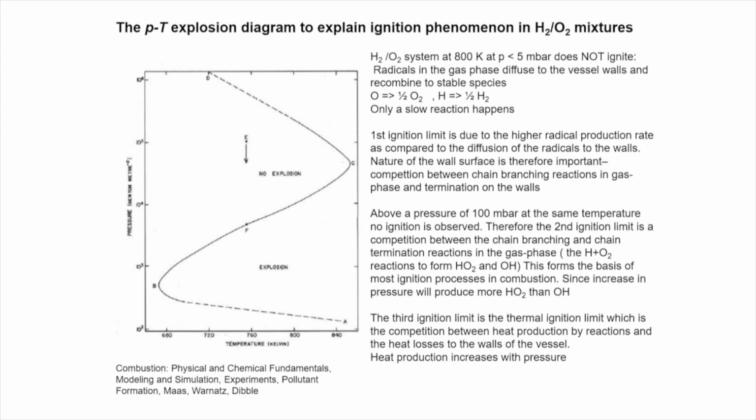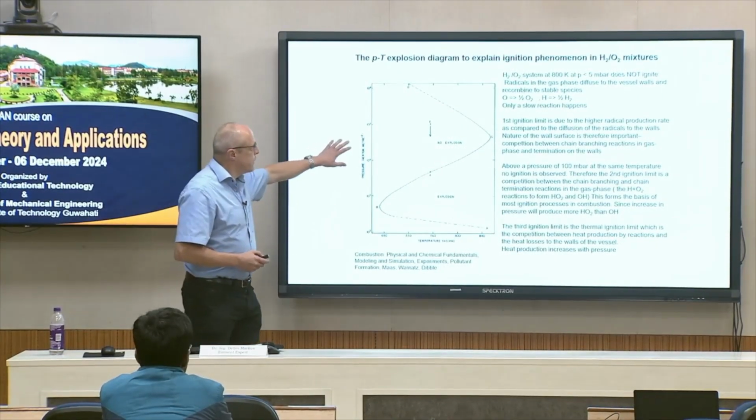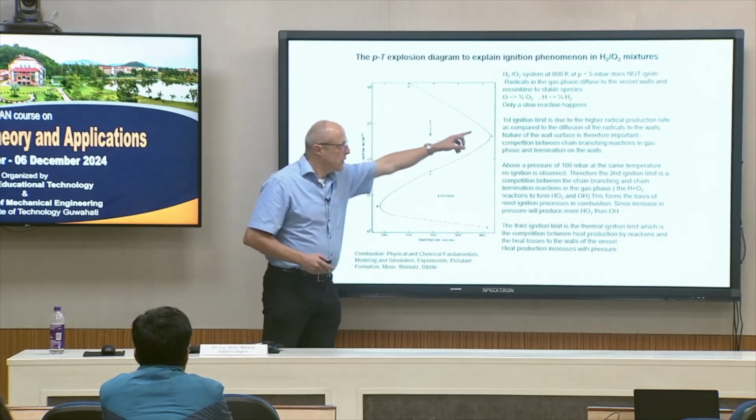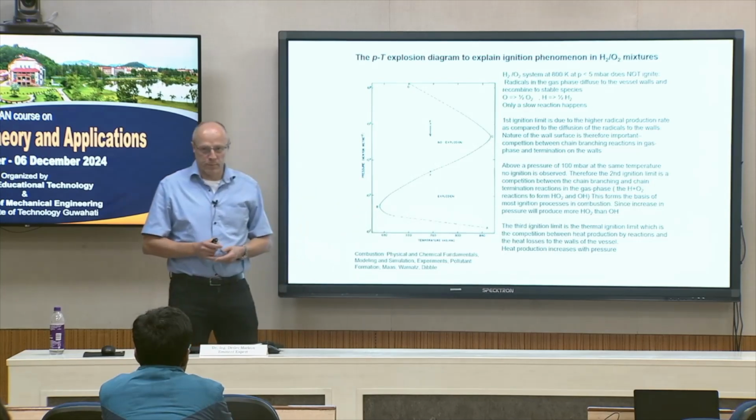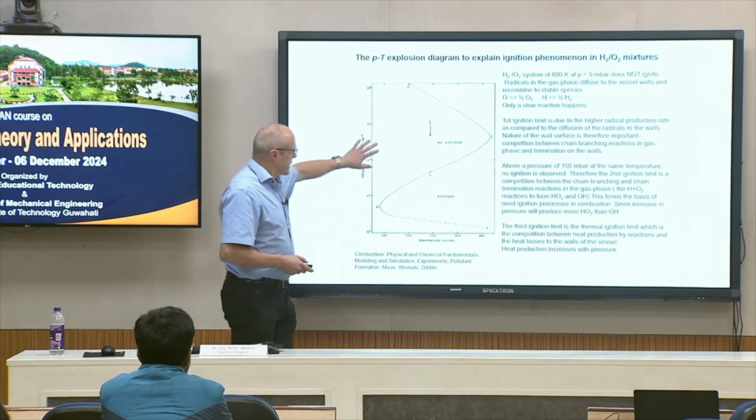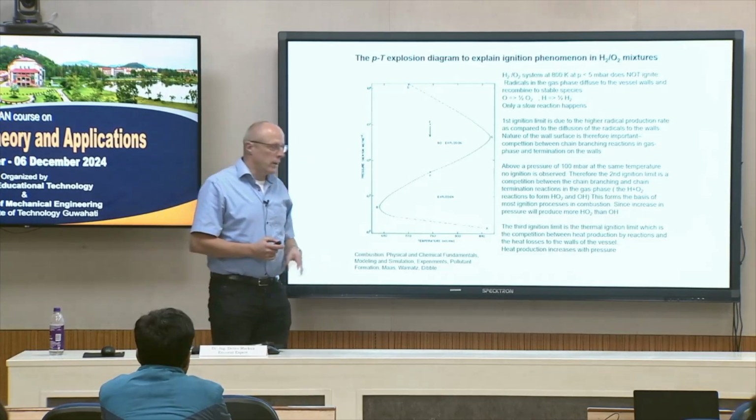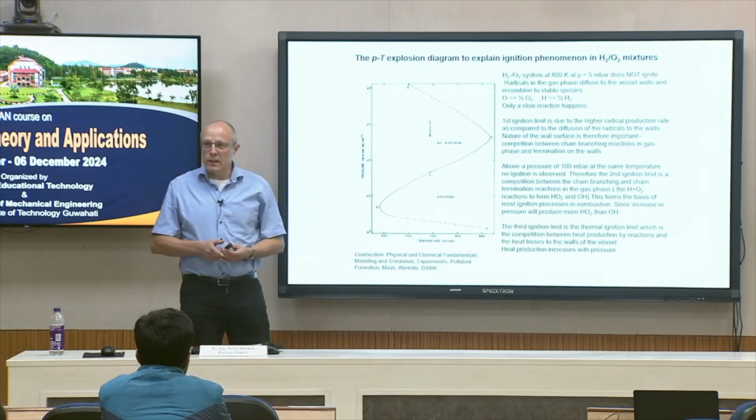So first of all, why is this so important to consider the chemistry? One simple example are the classical ignition limits, or sometimes also called explosion limits. So we have a classical PT, pressure-temperature diagram, and here we see the ignition limit curve. So at conditions left of this curve we don't see an explosion, and right of this curve we can see an explosion.